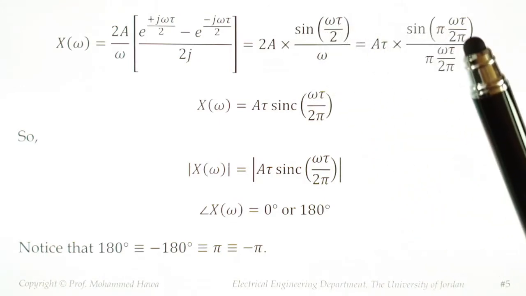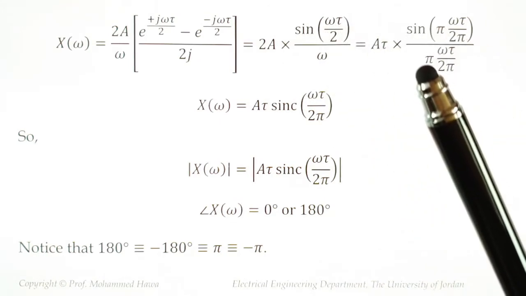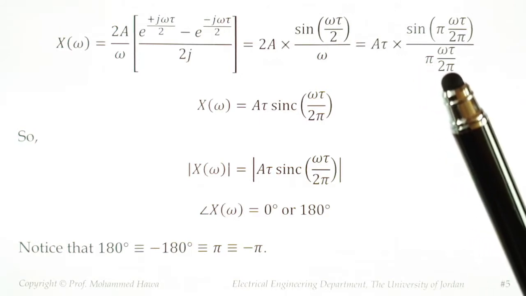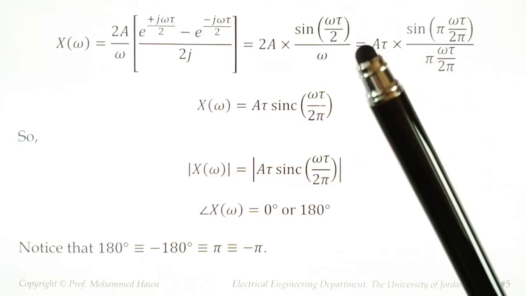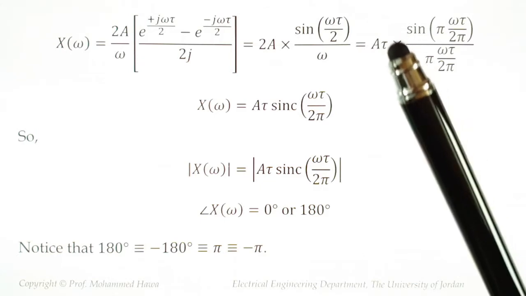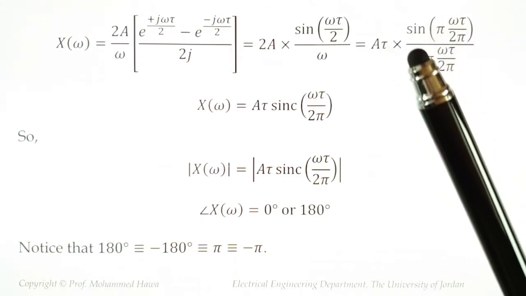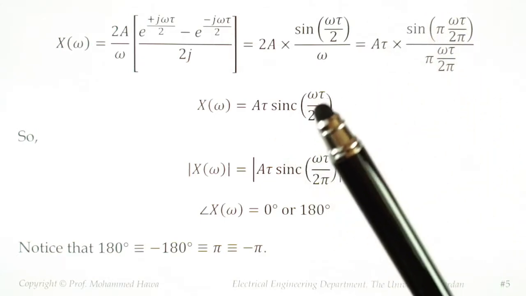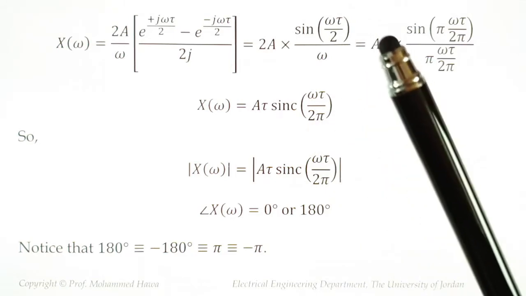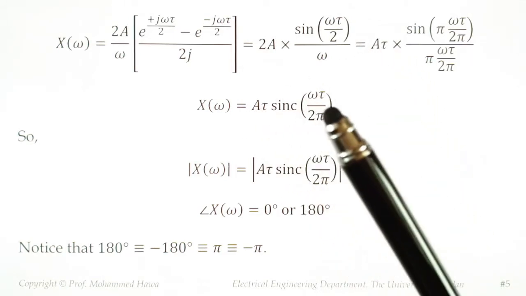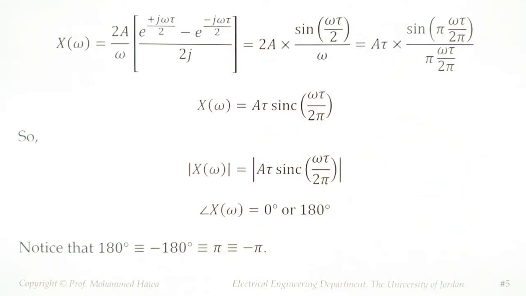Multiply by pi, divide by pi. Same thing here. Multiply by the value of pi, divide by pi. Multiply by tau and tau here as well. This is the definition of sinc, which is sinc omega tau over 2 pi. I'm left with the constant a tau at the outside. This is x of omega, or the Fourier transform of a single rectangular pulse.